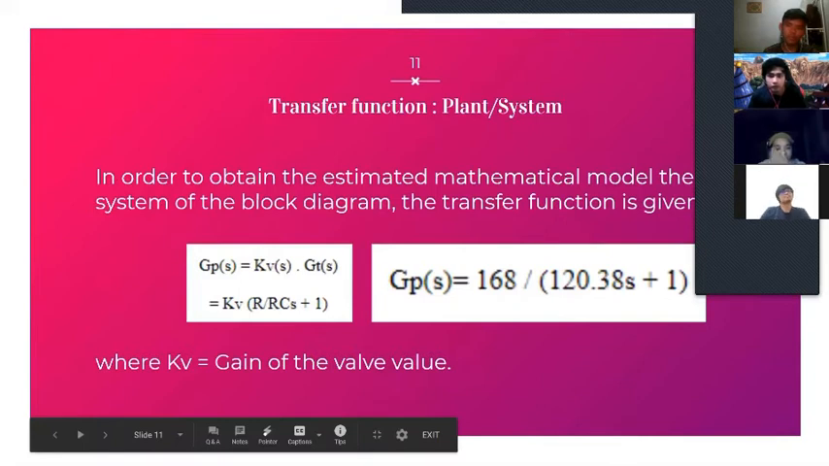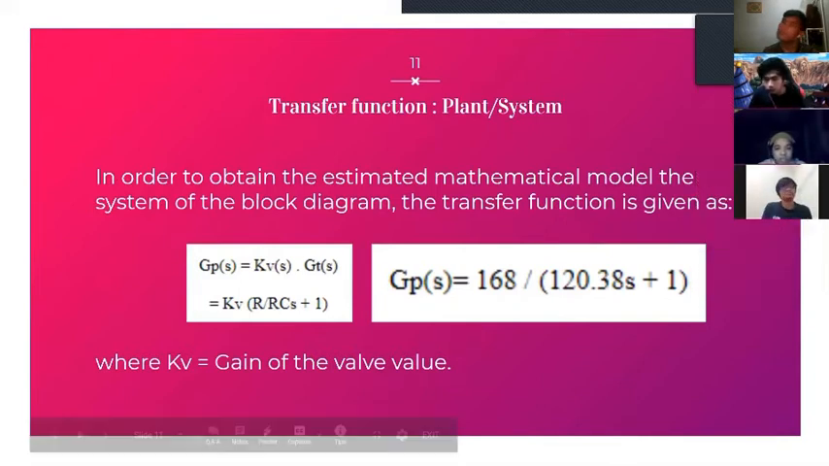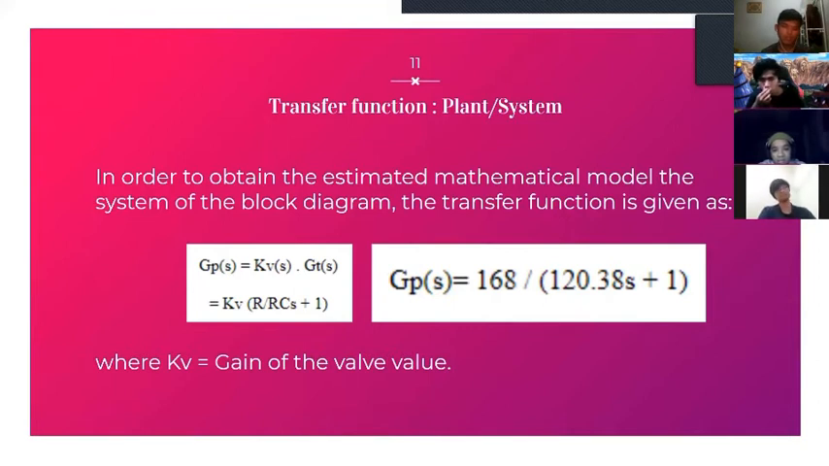In order to obtain an estimated mathematical model of the system in the block diagram, the transfer function is given as the equation below. As you can see, the transfer function that we use for our system is on the right side, which is 168 over (120.38 s + 1), where kV is the gain of the valve.